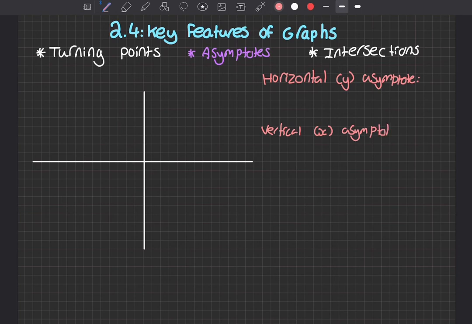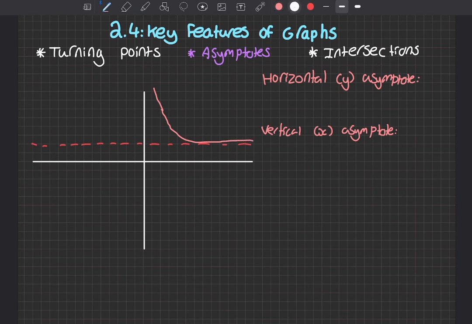And what do these mean exactly? We'll start with the horizontal asymptote, or your y asymptote, meaning an asymptote that cuts across your y-axis. So if this is your y-axis here, your y asymptote will cut across the y-axis. And again, what this means is that you have this graph here. Your graph won't touch this y asymptote, but it will get very, very close to touching it.